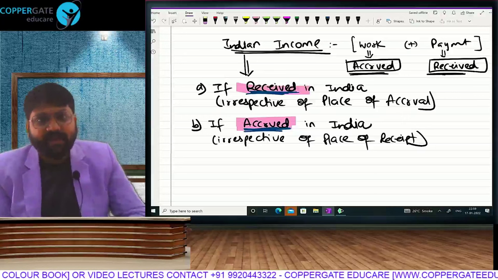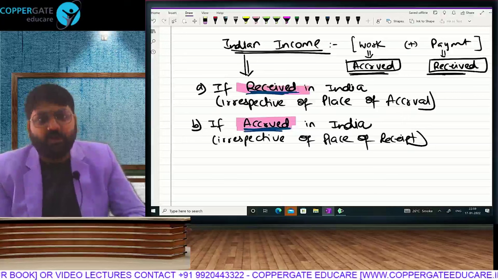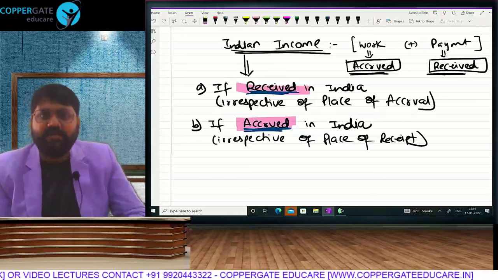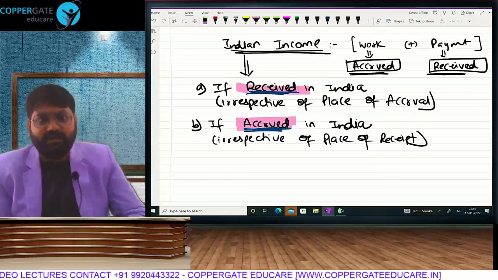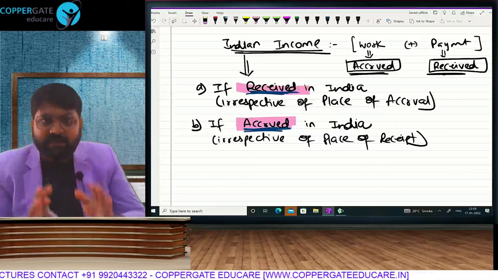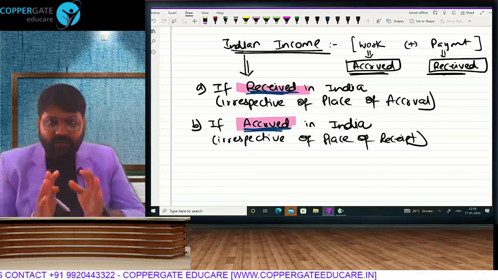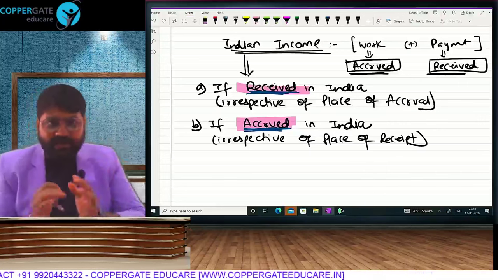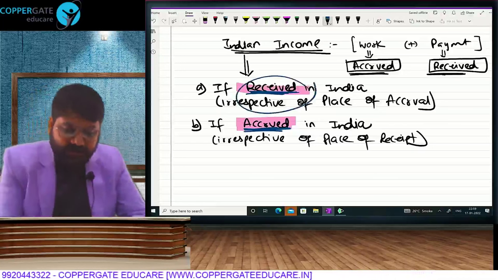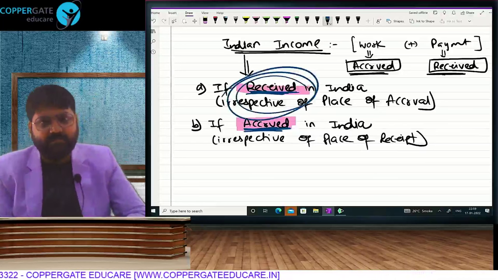Absolutely yes. That is where the concept of double taxation arises, ladies and gentlemen. Let's assume you understood the doubt. I work in America and I receive payment in India. Because I receive payment in India, will it be treated as Indian income?